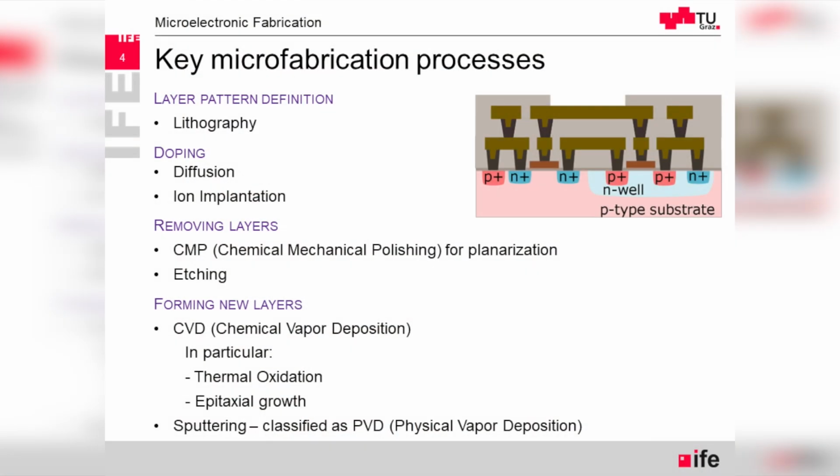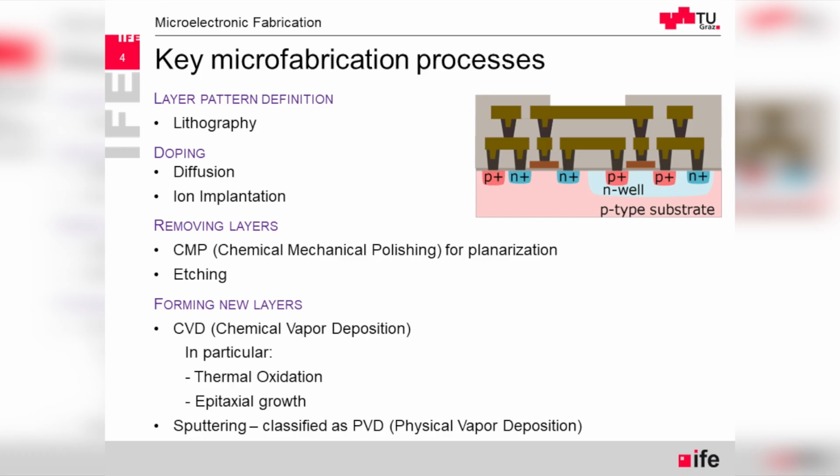To get to this stage, to have a more physical overview, we will have a look at the different microfabrication processes that, in the right sequence and in the right composition, will lead us to this final product, which is ready for dicing and packaging. So we have several categories of microfabrication processes.